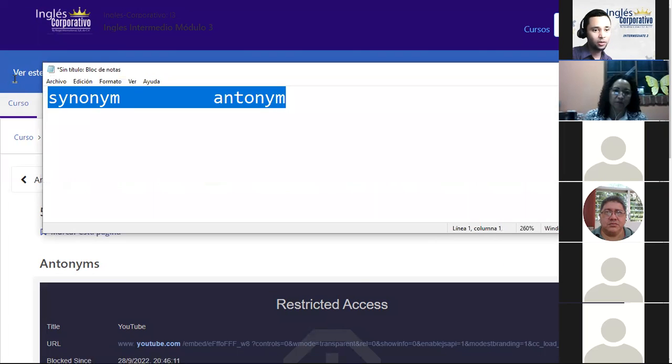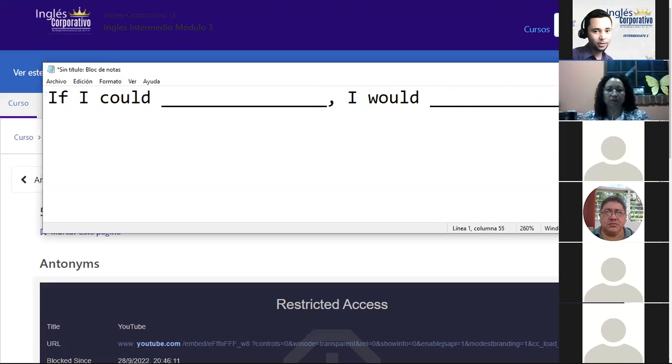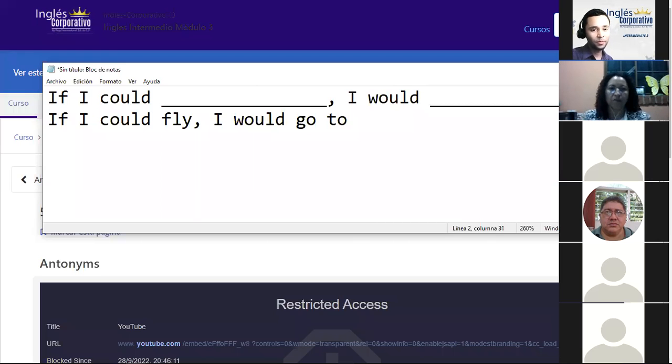I want you to complete this sentence. This is going to be the last activity, la última actividad. Solo nos quedan un par de minutos. If I could... I would... Darles un ejemplo. If I could fly, I would go to Europe. Si yo pudiera volar, iría a Europa volando.